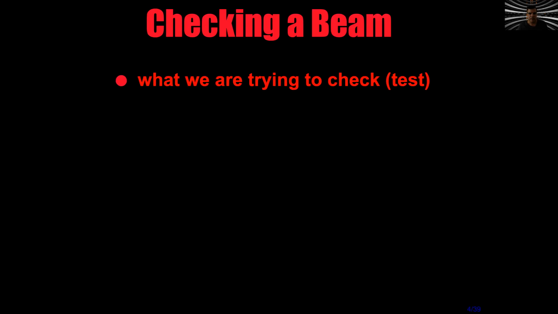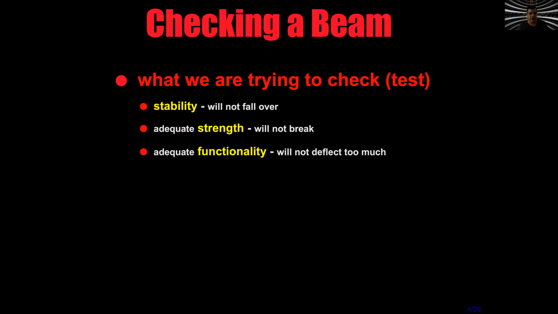We use the word checking a beam in engineering. And the idea is that we try to check, to test if the beam is working. And the points that we are testing are stability, that the beam will not fall over, adequate strength, I mean that it will not break, and finally adequate functionality, that it will not deflect too much. That is important because even if the building is stable and the structure is not breaking, when there is a lot of deflection, people will be afraid to use the structure.